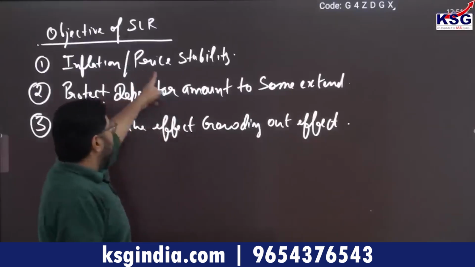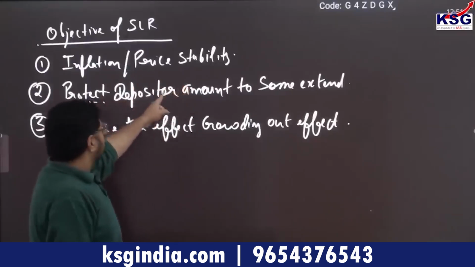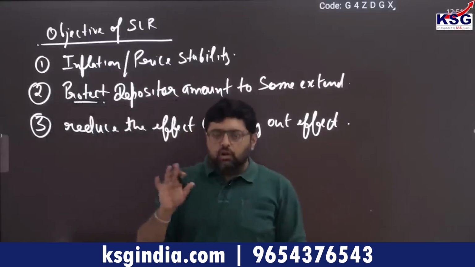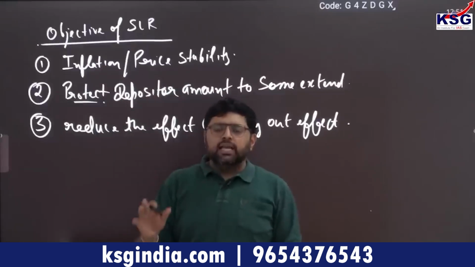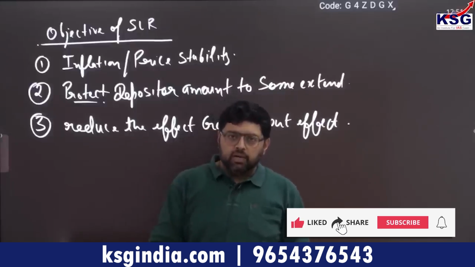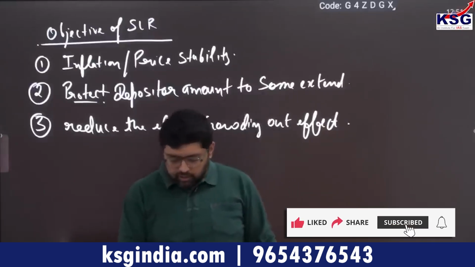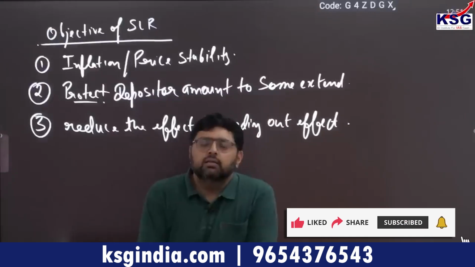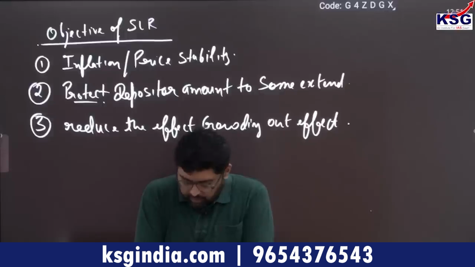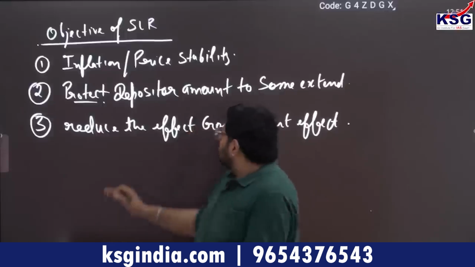Number one, inflation or price stability. This is the primary objective. Second, to protect depositors' amount to some extent. So it means if, although this has not happened so far, any bank gets defaulted or goes bankrupt, there you will see that some of the depositors' amount, I am not saying all the amount, is protected by the RBI through SLR. Clear? And third is the crowding out effect.